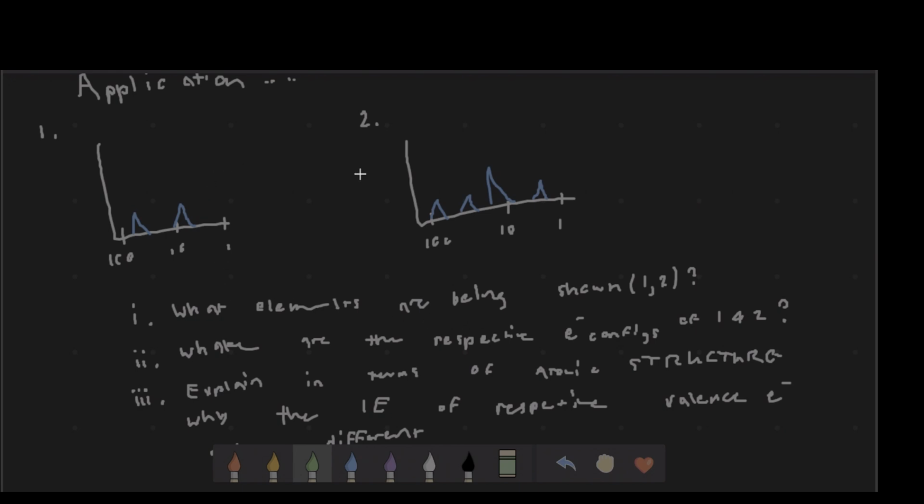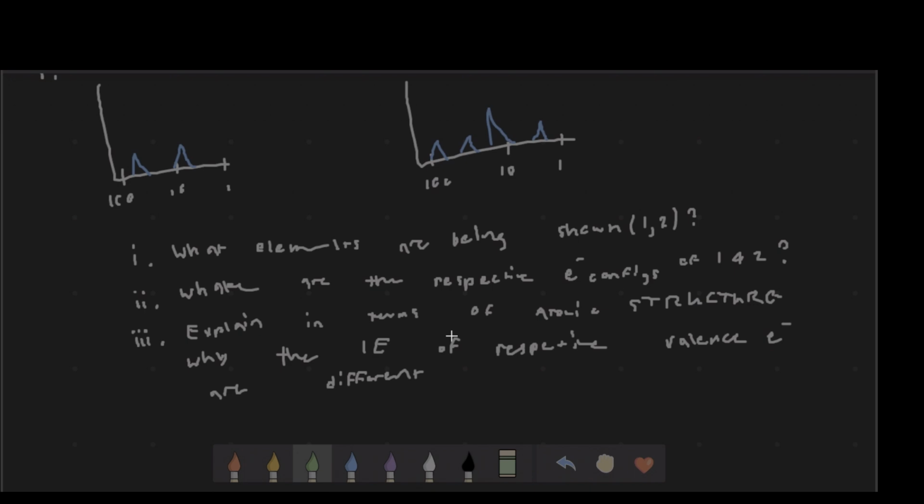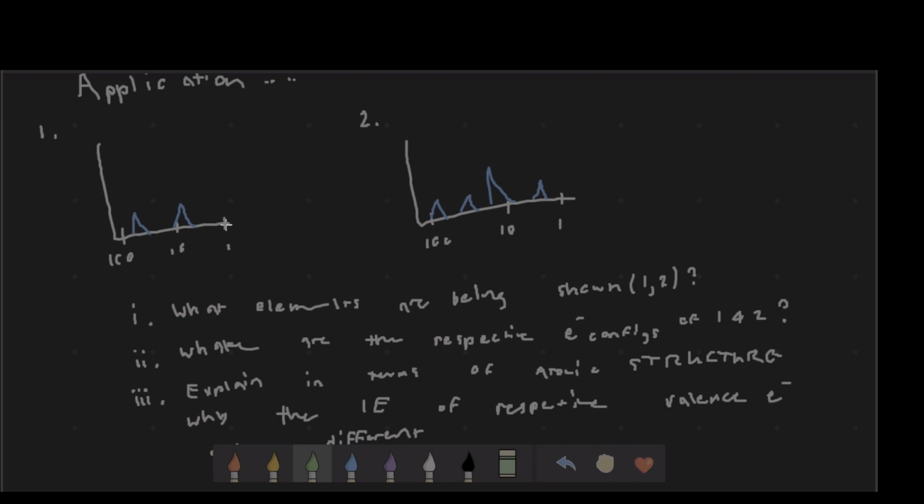I drew 2 PES diagrams here, so I want you to think about what elements are being shown in diagrams 1 and 2. What are the respective electron configurations of 1 and 2? And I also want you to explain, in terms of atomic structure, why the ionization energy or relative energy of the respective valence electrons are different. So why is this shell over here closer to 1 than this valence shell over here, which you can see is closer to 10? So take a minute to think about that and pause the video and write it down, and I'll go over it in a second.